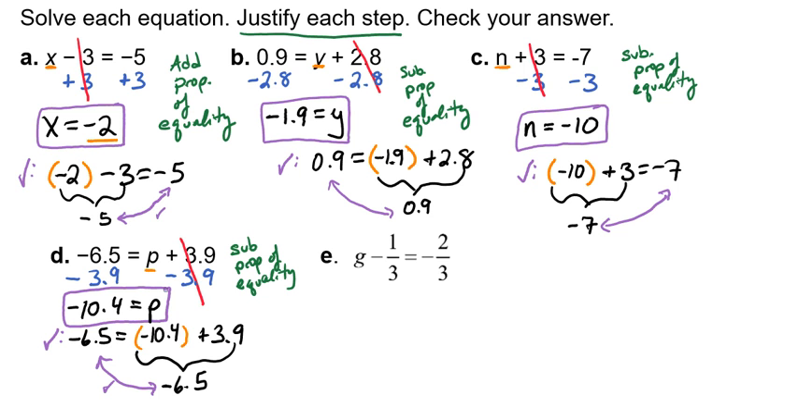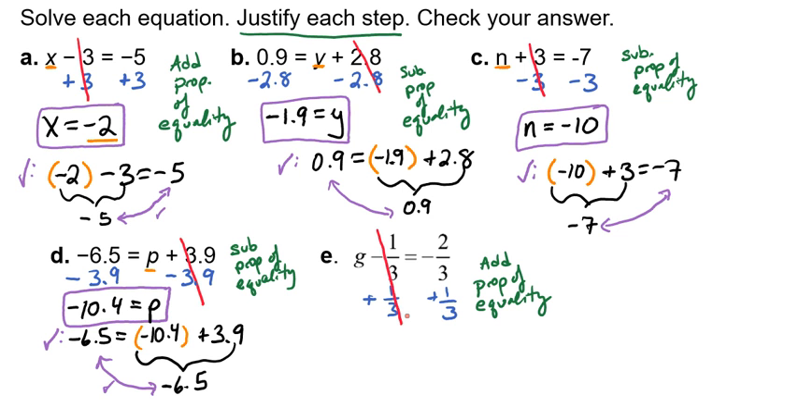Now let's come over and take a look at E. So here we have g minus 1/3 equals negative 2/3. Now, just because it's a fraction doesn't mean that anything has changed. All of our steps are the same. We need to get rid of the subtraction, so we'll do its inverse, which means that we're going to add 1/3 to each side. And remember, that's our addition property of equality.